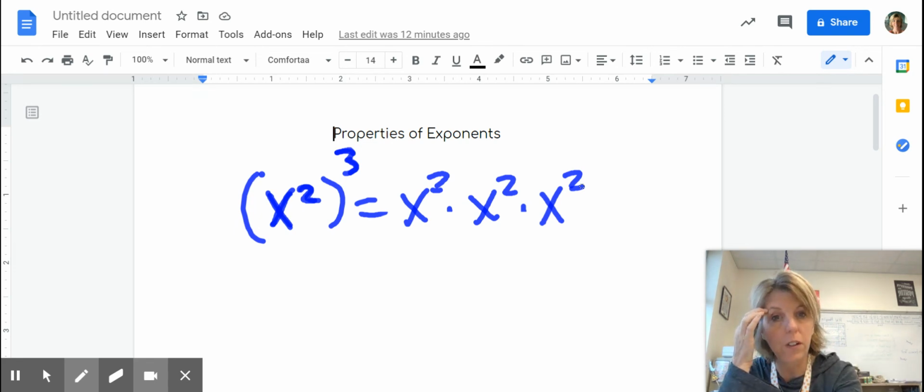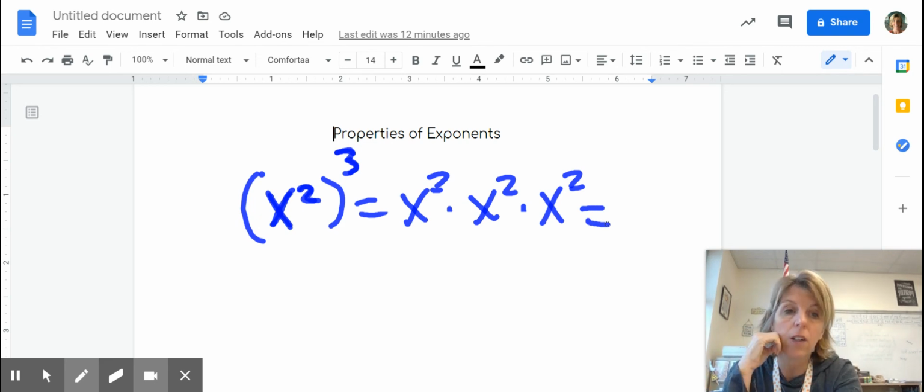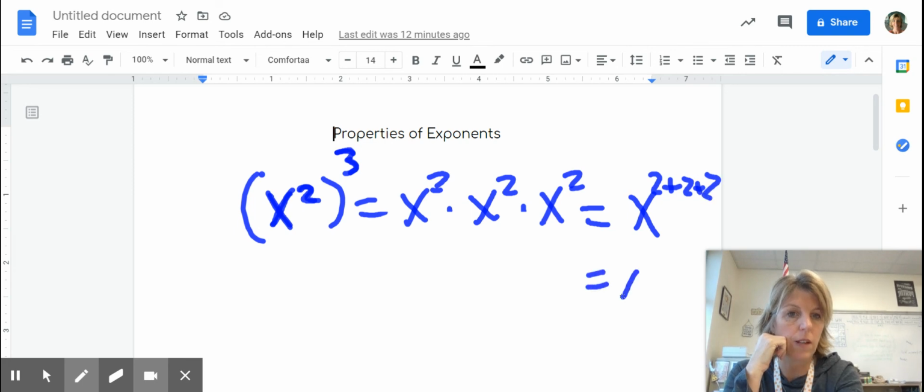Well, we just learned that if we multiply, we add, right? If we multiply, we add. So this is x to the 2 plus 2 plus 2, which equals x to the 6th, right? So I could write that all the way out. Let's look at one more example.